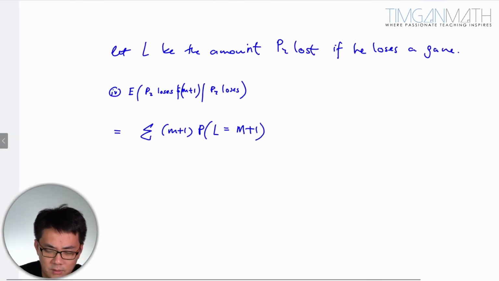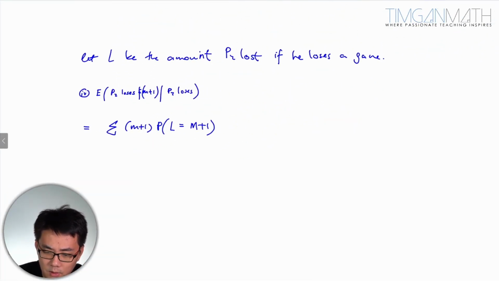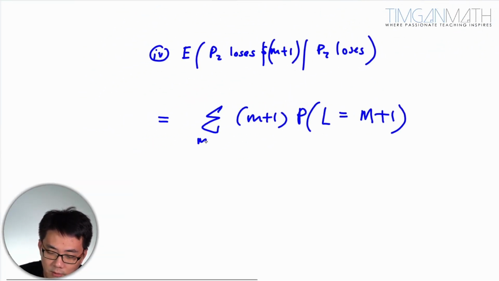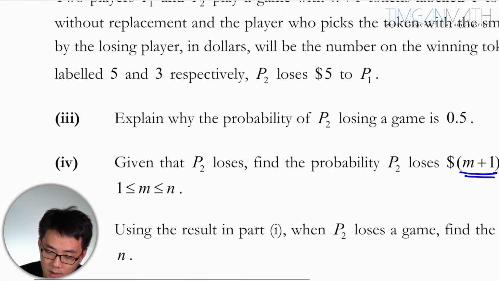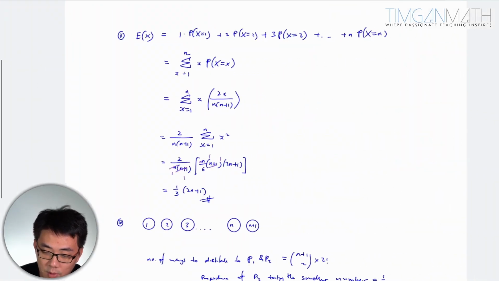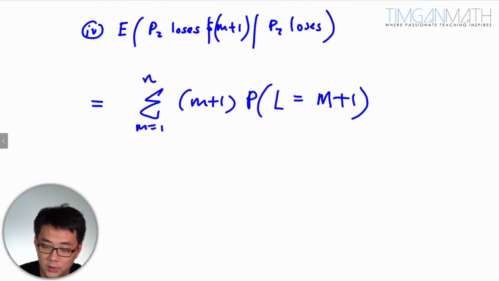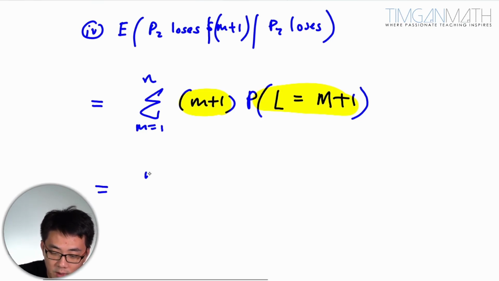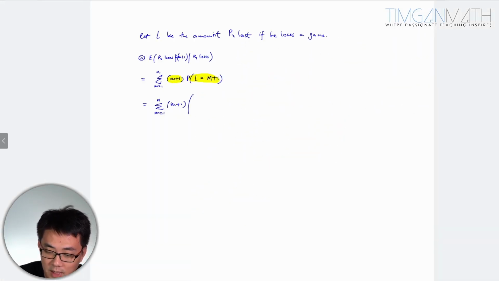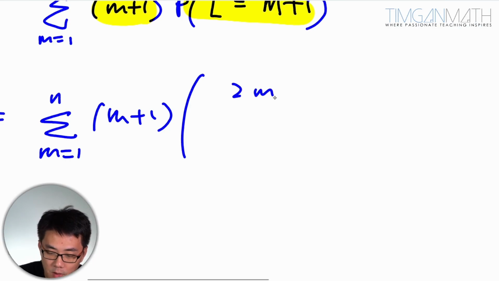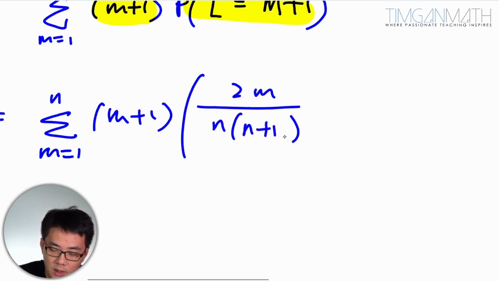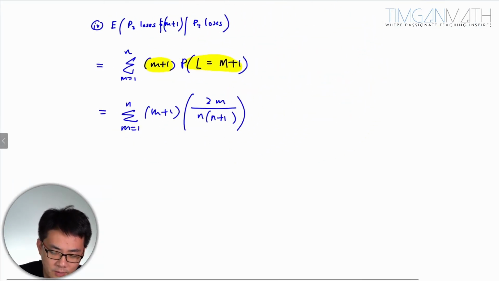This is a bit confusing, but I'll just try and explain this part here. You know that this running number m will be from 1 to n, because you are told here that m is between 1 to n. If he loses, it will be 1 to n. So this is actually a weighted average. If he loses n plus 1, this probability you just multiply, and so on. From the second part just now, the probability where he loses was just 2m over n plus 1. Okay, so from the first part, this one looks something similar.